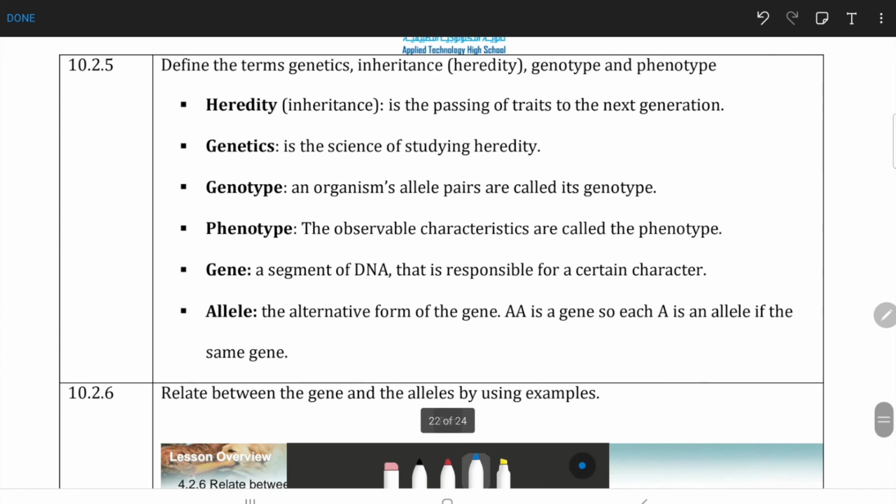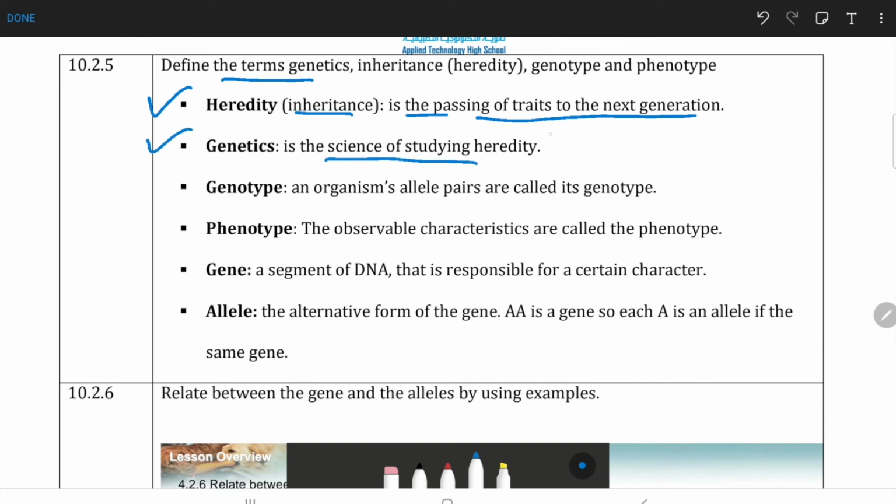Number 5, which is the second last KPI, define the terms. Heredity. It is also known as inheritance. It is the passing of traits from one generation to the next generation. Genetics, study of heredity or study of genes. Genotype is an organism's allele pair. Phenotype is the observable characteristics that you can see. Phenotype is the physical appearance of an organism or observable characteristics of organisms.